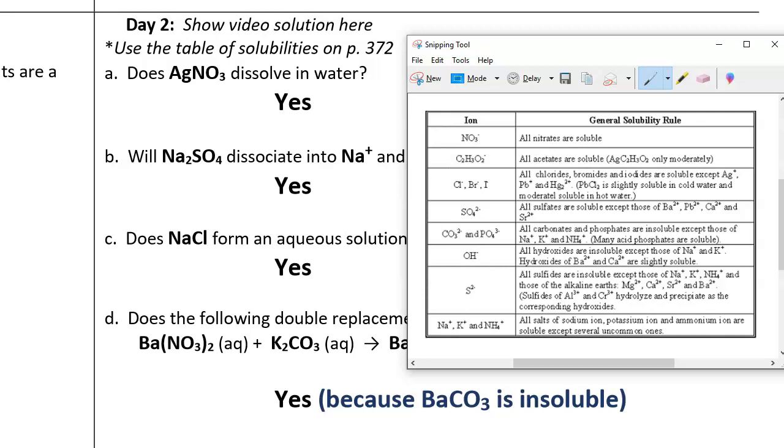So this compound contains sulfate and it contains sodium. Hey, look, way down in the bottom row of this table, it talks about sodium down here. All salts of sodium ions are soluble except for some uncommon ones. Sodium sulfate is not uncommon. The sulfate ion is a very common anion. So that's why I said yes, that it will dissolve in water.